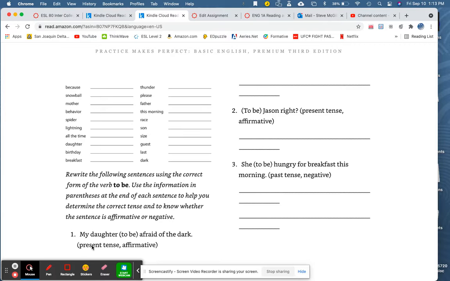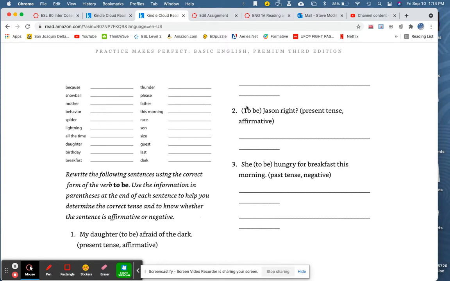Number 1. My daughter blank afraid of the dark. How would we rewrite this sentence using the correct form of the verb to be, making sure it's present tense and affirmative? We would say, my daughter is afraid of the dark. Is is present tense, and is means yes or affirmative. She is afraid of the dark. My daughter is afraid of the dark.